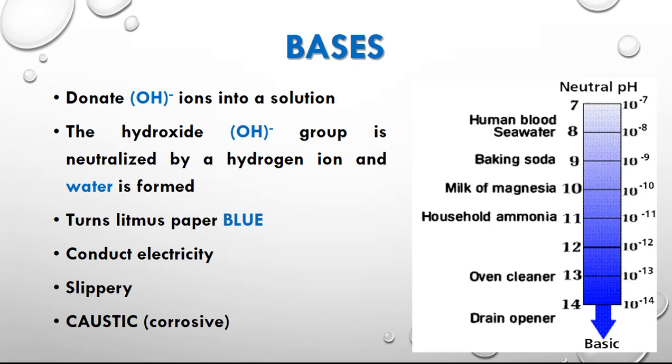So bases donate OH ions into a solution. The hydroxide group is neutralized by a hydrogen ion and water is formed. And it turns a red litmus paper into blue. Bases conduct electricity. They're slippery and caustic. Some examples of basic substances are human blood, seawater, baking soda, milk, household ammonia, oven cleaner, and drain opener.